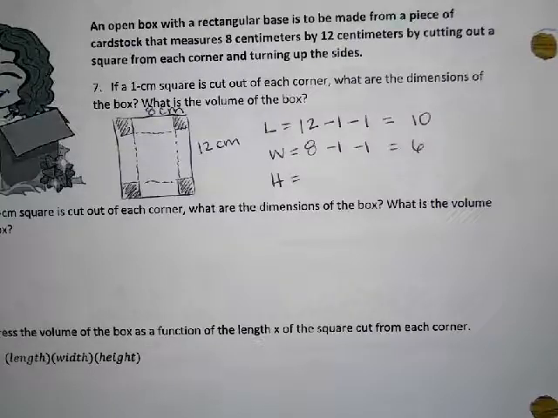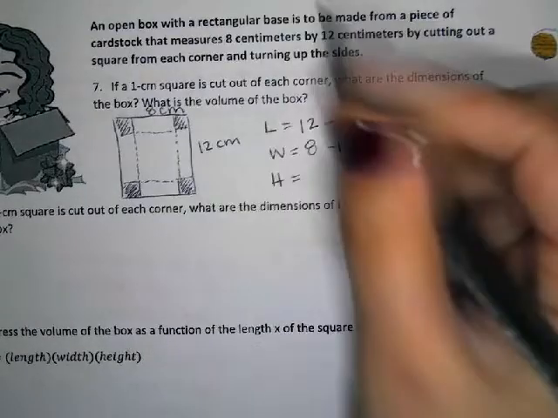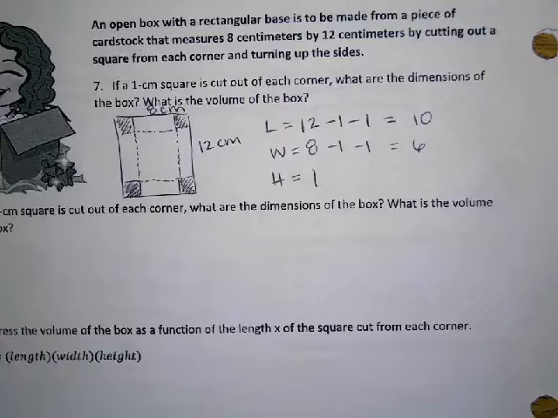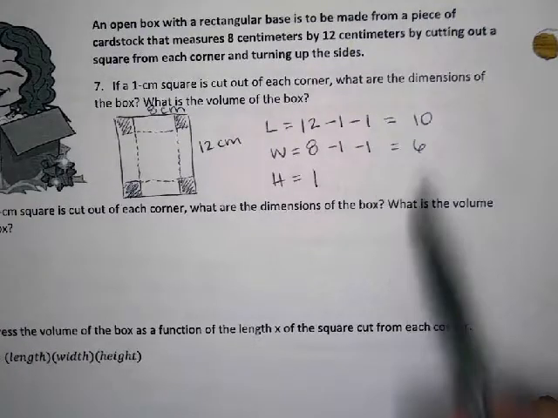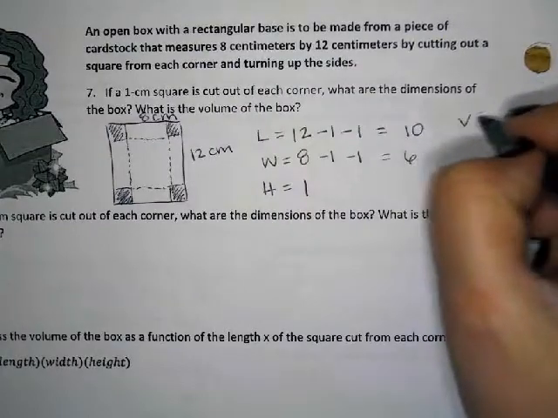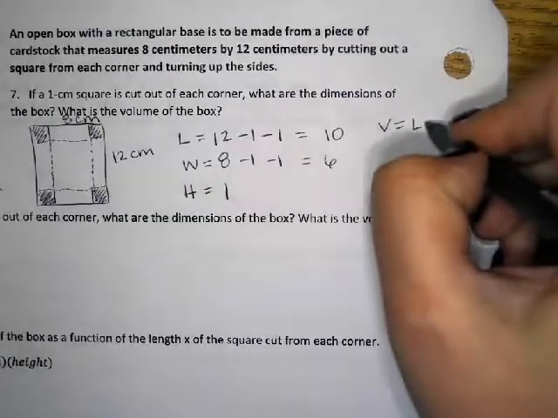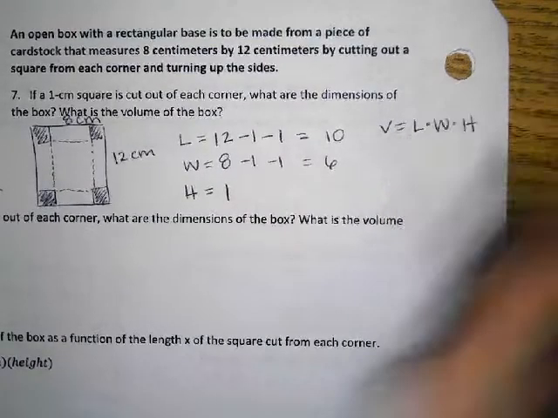Okay, so what's the formula for volume of a box? Length times width times height. So we say volume is length times width times height. So we're going to do 10 times 6 times 1. And what do we get? 60 centimeters cubed because it's volume. Okay, we're done.